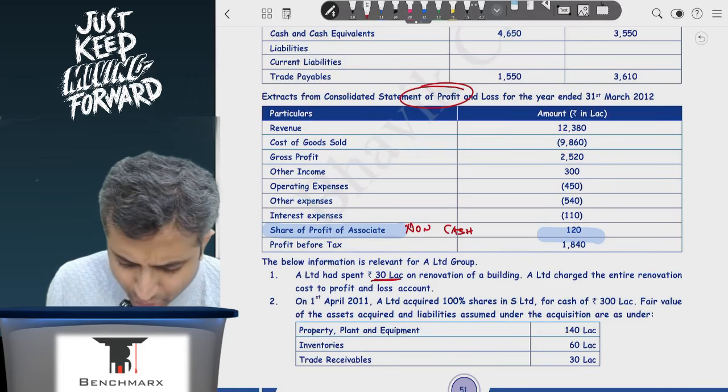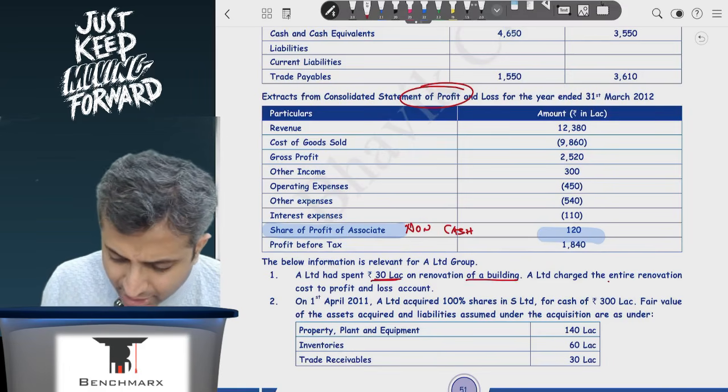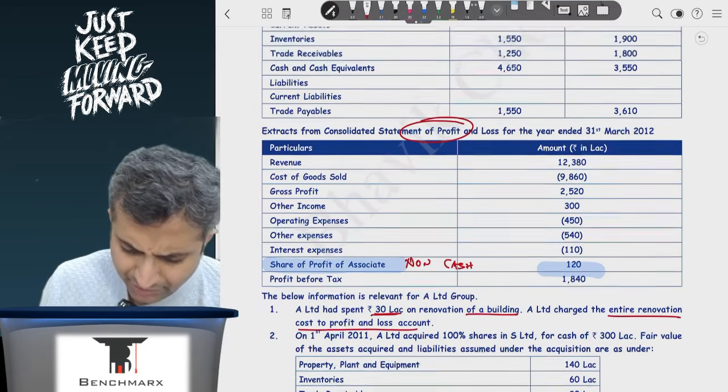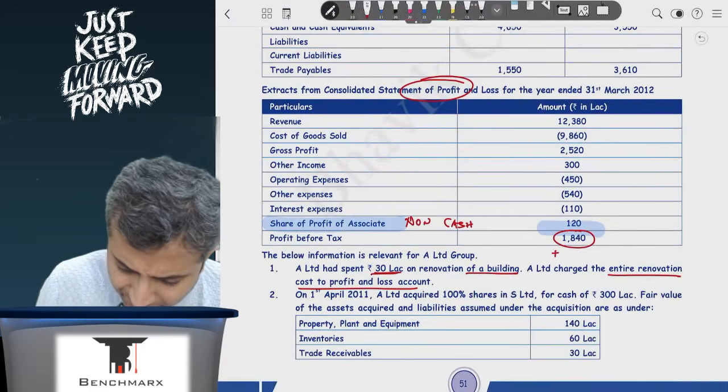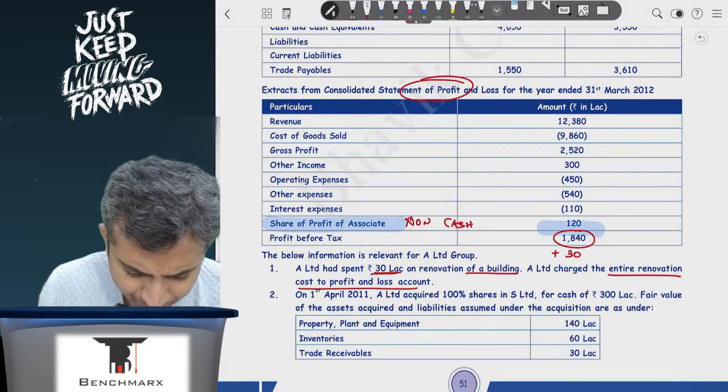A has spent 30 lakhs on renovation of a building, and he has charged the entire renovation cost to the profit and loss account. So if I were to take the PAT, I will first have to find a rectified PAT. So 1840 is after deducting this renovation; you will have to add it back.